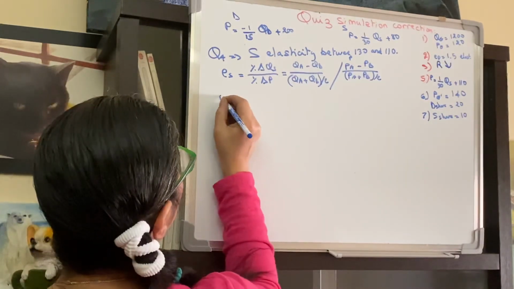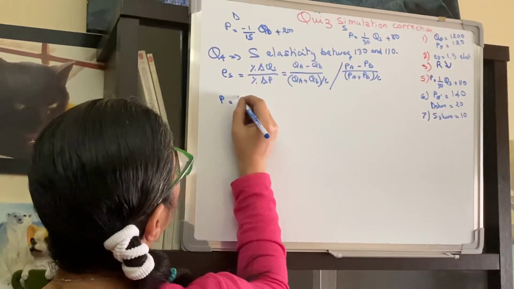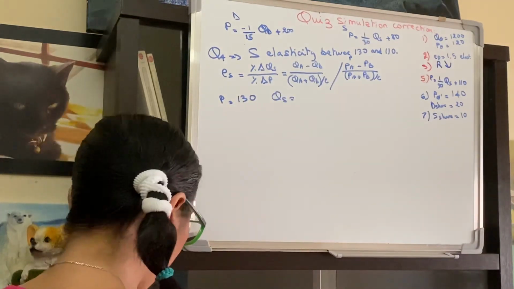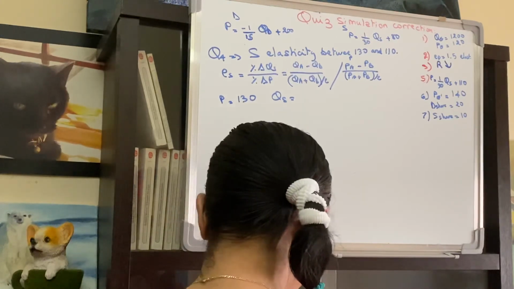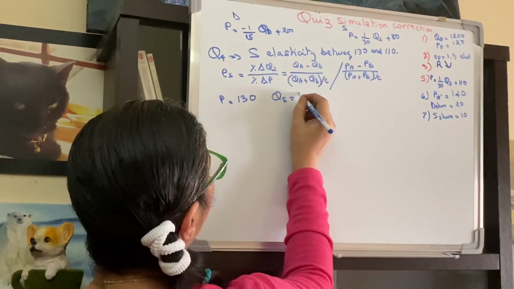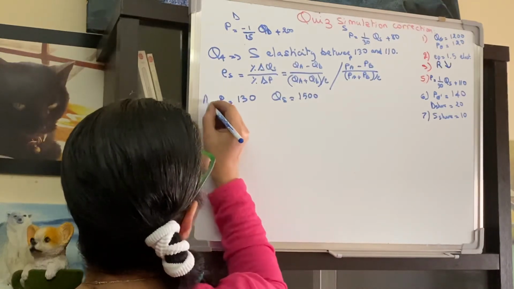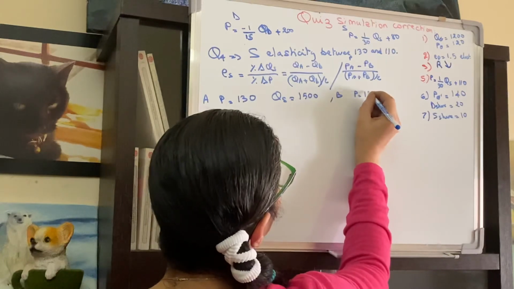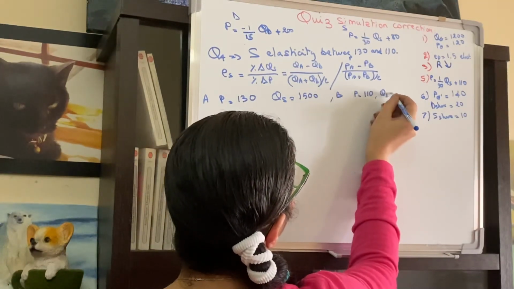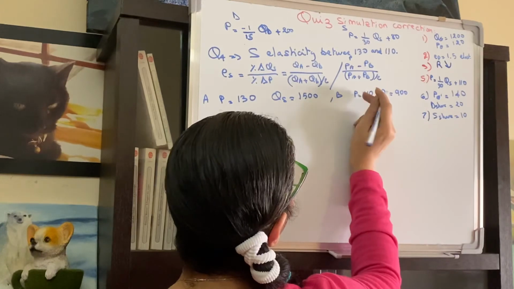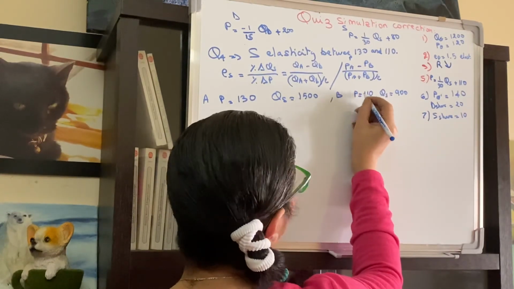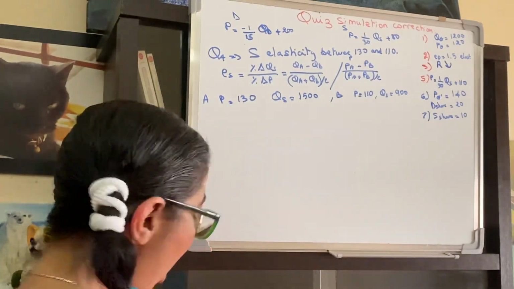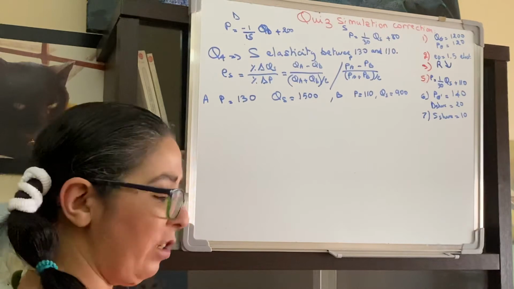So when price is 130, I start with the biggest one. Quantity supplied is equal to 1,500, I guess. Yes, 1,500. That would be point A. Point B, when price is equal to 110, quantity supplied is equal to 900. Okay, but the elasticity is not the same for demand and supply. Even though you think the numbers are the same, they're not. Moving on, I'm going to start calculating.